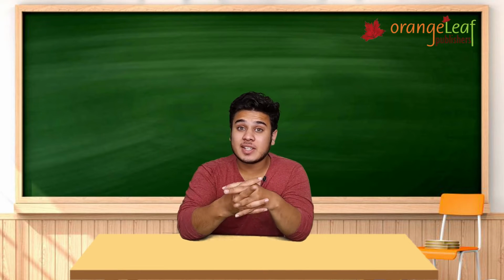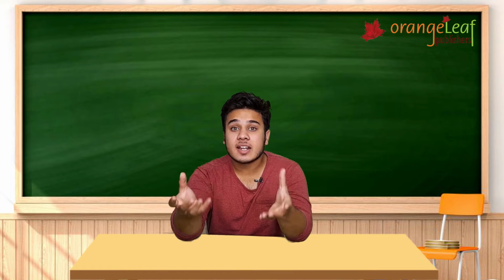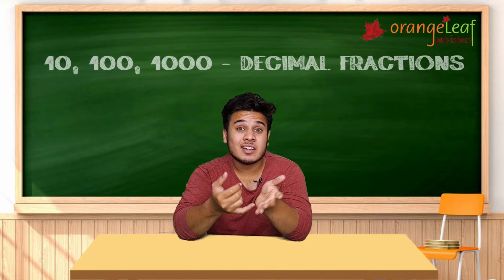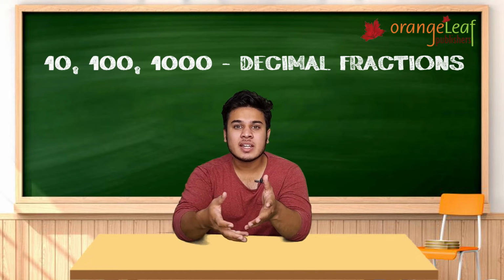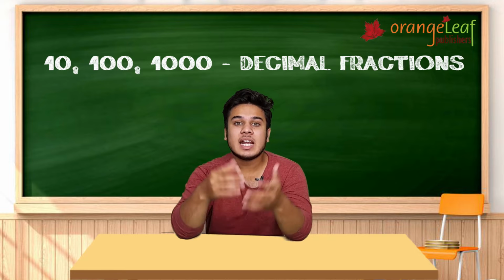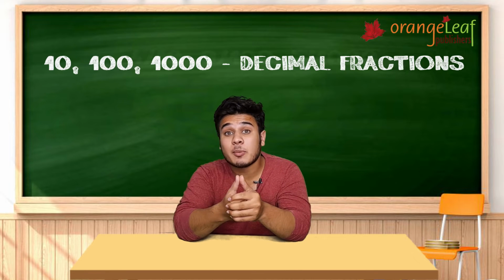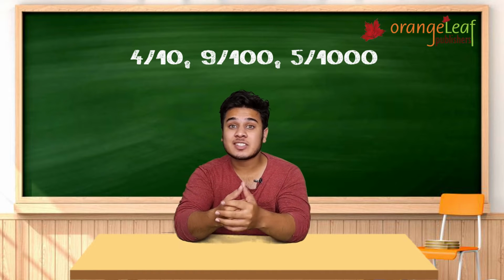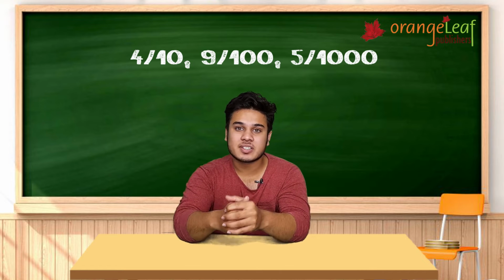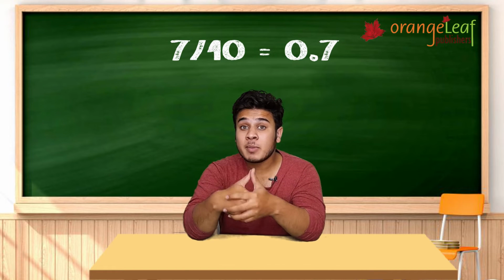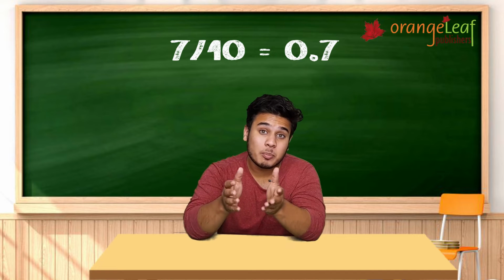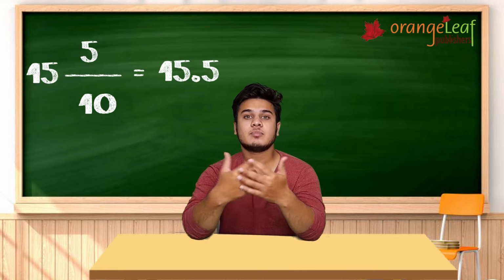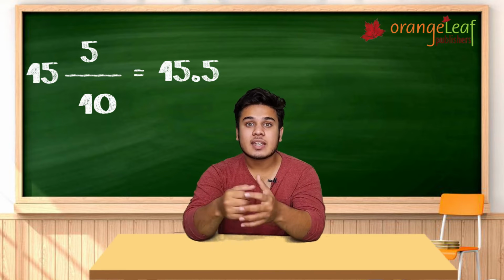So, let's start with the lesson. Now, what are decimals? Well, any fraction that has 10, 100, 1000 or so on as a denominator are called decimal fractions. For example, 4 by 10, 9 by 100, 5 by 1000, etc. are all decimal fractions. Now, 7 by 10 can be written as 0.7 and 15 5 by 10 or 15 and a half can be written as 15.5.